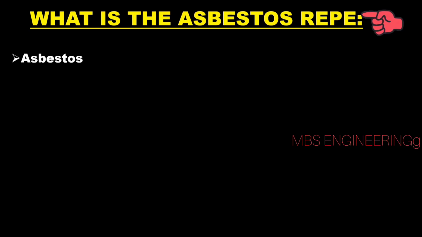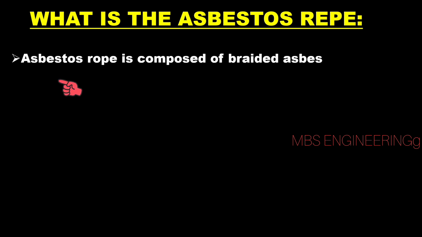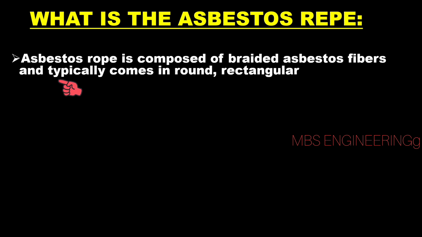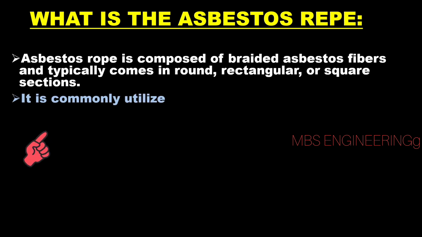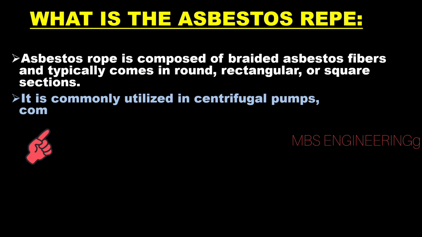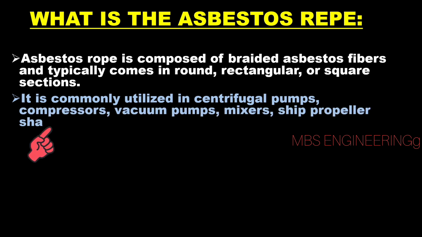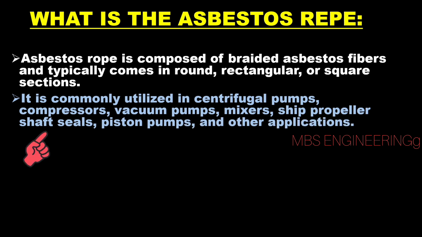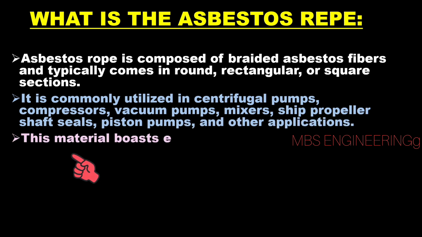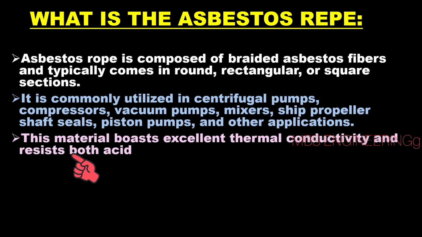Next, we will learn about the asbestos rope. Asbestos rope is composed of braided asbestos fibers and typically comes in round, rectangular, or square sections. It is commonly utilized in centrifugal pumps, compressors, vacuum pumps, mixers, ship propeller shaft seals, piston pumps, and other applications. This material boasts excellent thermal conductivity and resists both acids and alkalis.